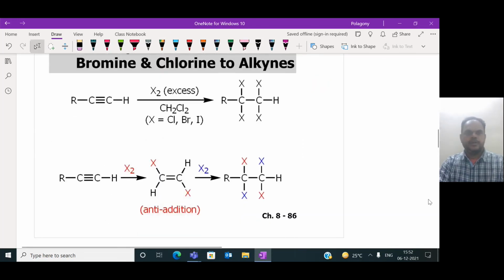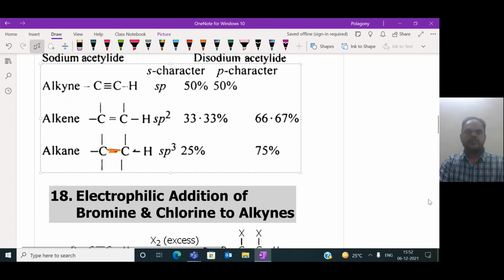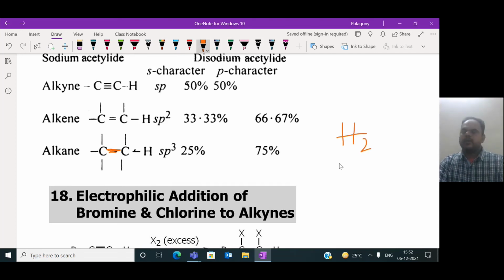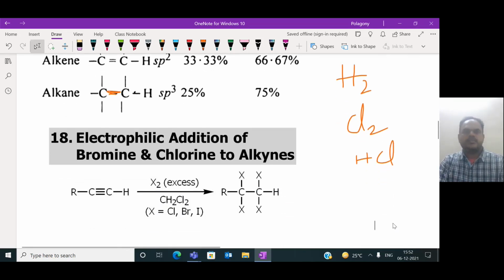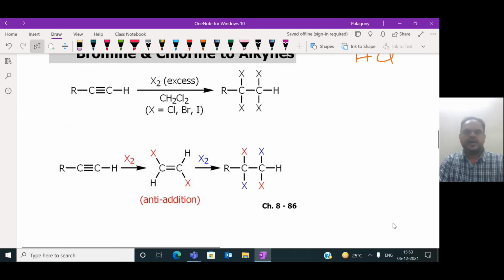Coming to the chemical properties, alkynes specifically undergo electrophilic addition reactions. In these electrophilic addition reactions, there is reaction with hydrogen, that is, addition of hydrogen is the hydrogenation process. Then halogenation, reaction with chlorine and bromine, and hydrohalogenation, addition of an HCl molecule to the triple covalent bond, or HBr to the triple covalent bond. All these come under electrophilic addition reactions, as with alkenes.